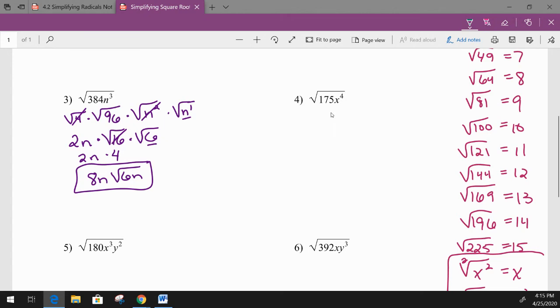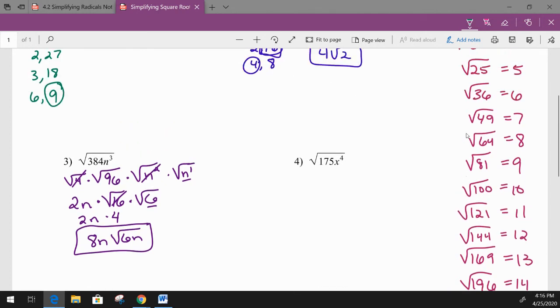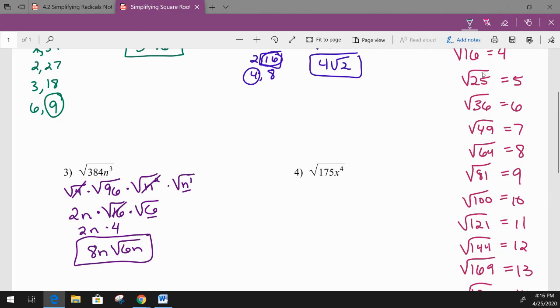All right, so the next one we have is 175 x to the 4th. Again, 175 is not a perfect square, but it does end in a 5. And if it ends in a 5, a lot of times I think about quarters. If you had $1.75, how many quarters would that make? Because 25 is a perfect square. So that's why I like to think of quarters. If you had $1.75, that would equal 7 quarters. So 25 is a factor of 175, and 25 is a perfect square. And then 175 divided by 25 is 7.